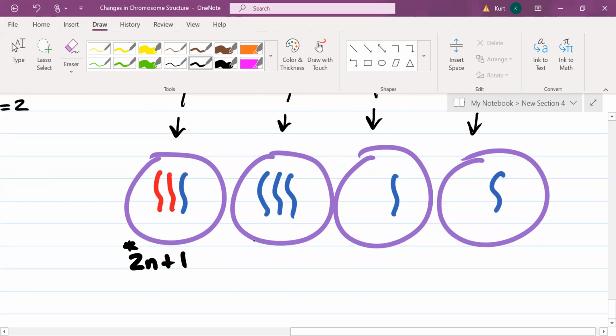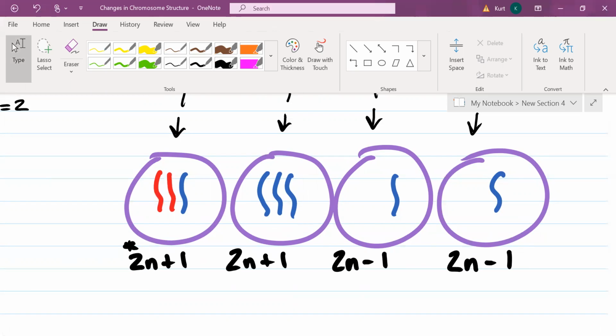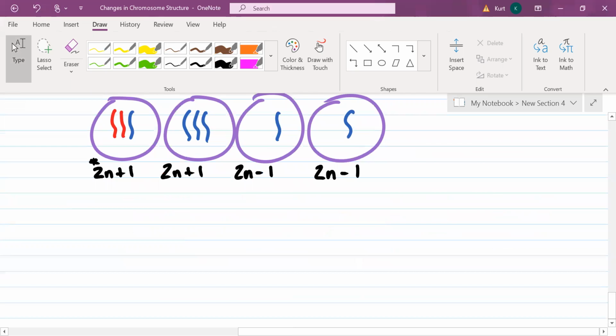What about this next one? Trisomy or monosomy? Next one, trisomy or monosomy? Next one, trisomy or monosomy? So are any of them going to be normal? Air quotes. No.